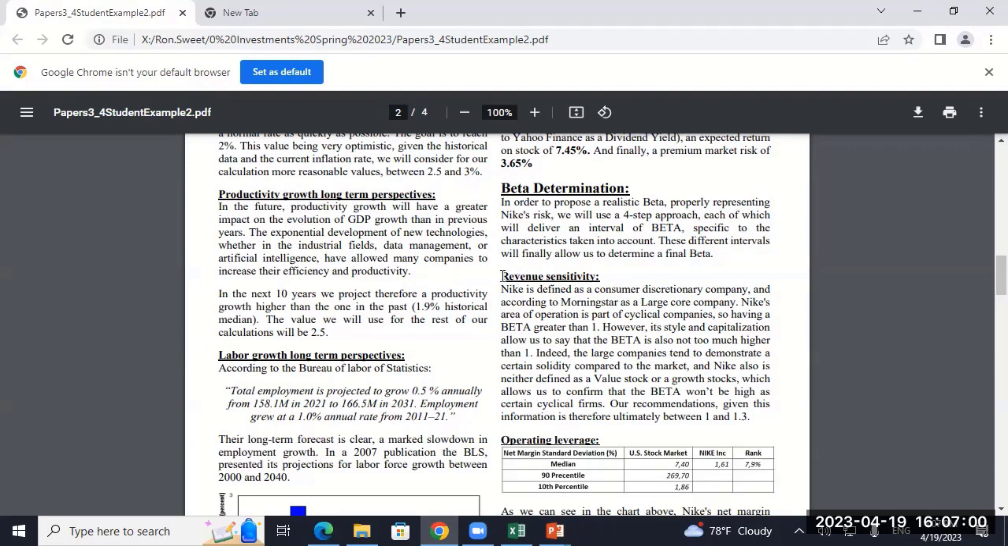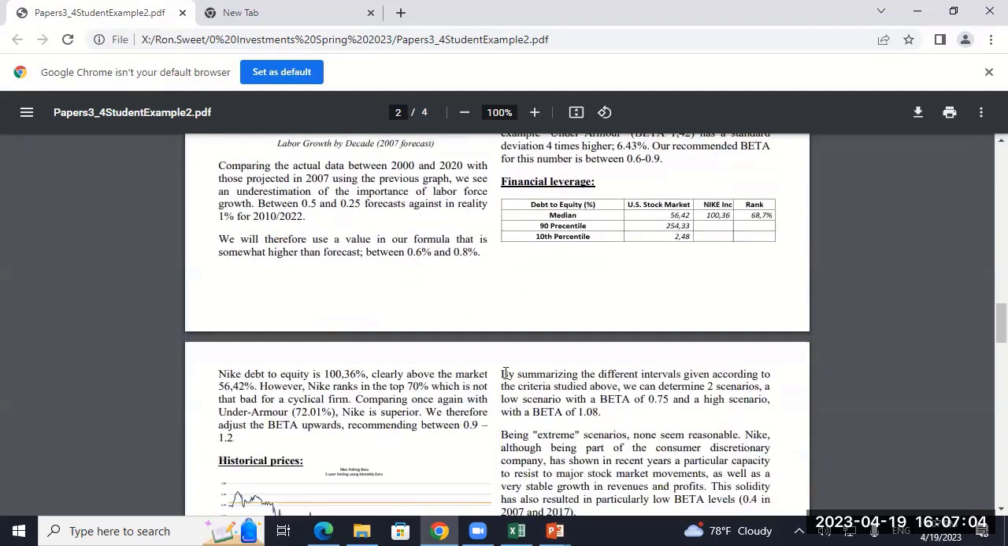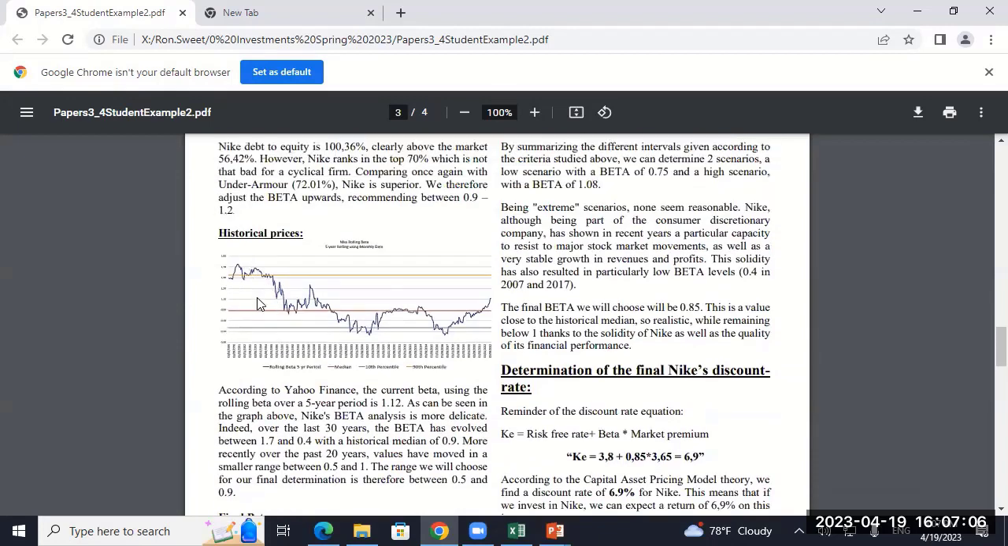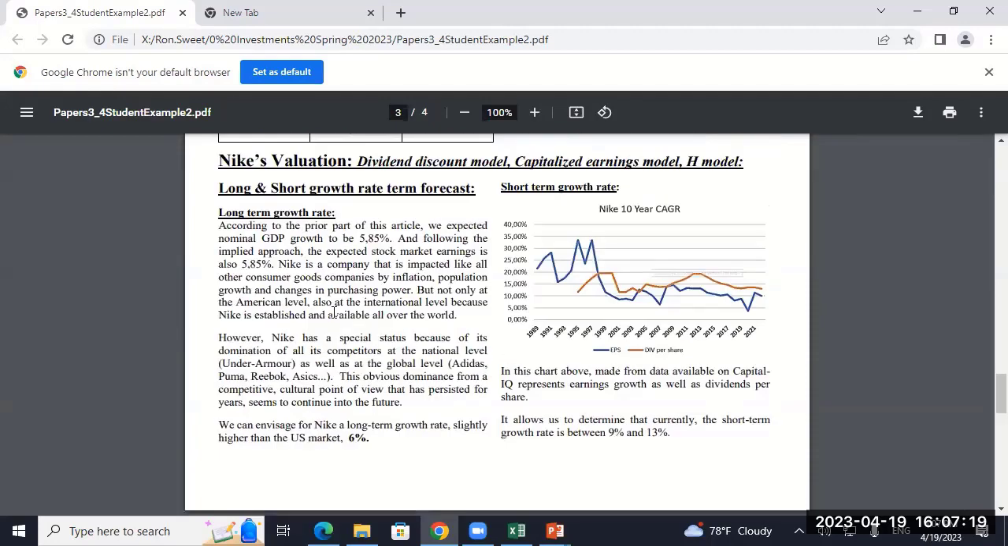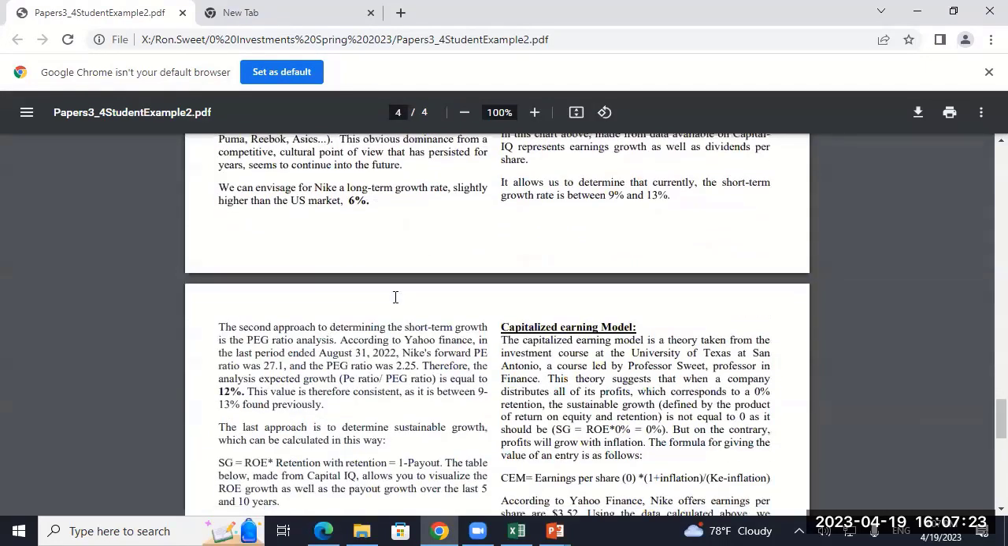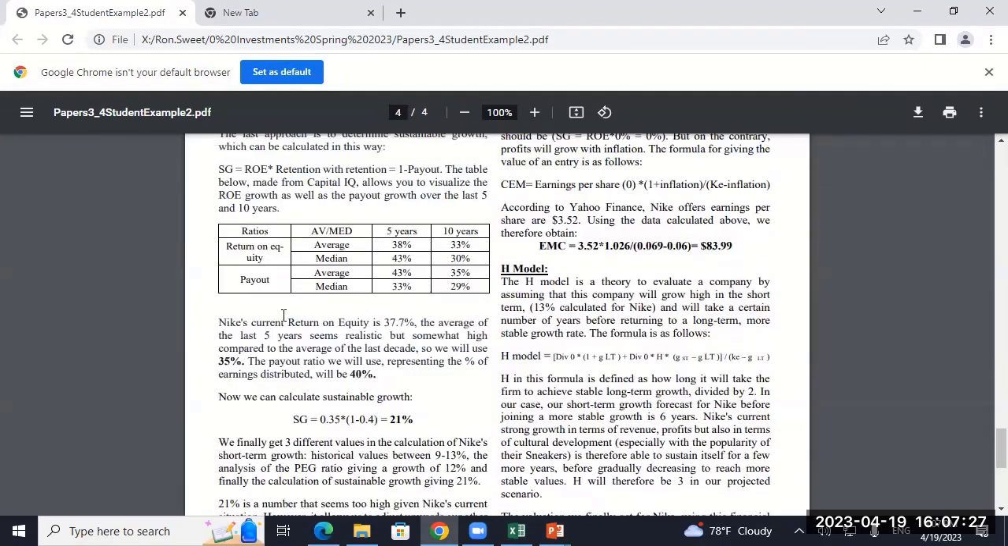Then the beta determination should look really familiar. Revenue sensitivity, operating leverage, financial leverage. And then you have to do the beta chart. So you have the beta chart in there, and then they did the table. I really like having the table in there. They did a high scenario and a low scenario. And then the valuation, very similar type of stuff.